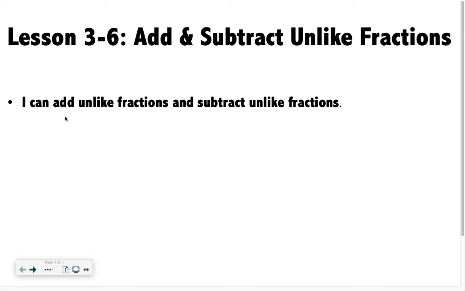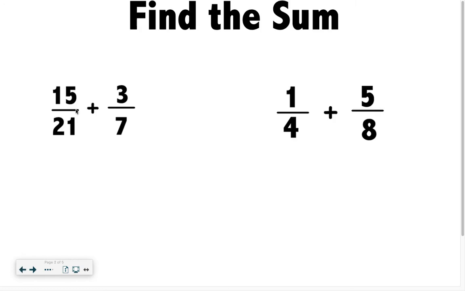Hello class, welcome to lesson 3.6, which is all about adding and subtracting unlike fractions. By the end of this lesson, you should be able to add unlike fractions and subtract unlike fractions. So let's start by finding the sum.